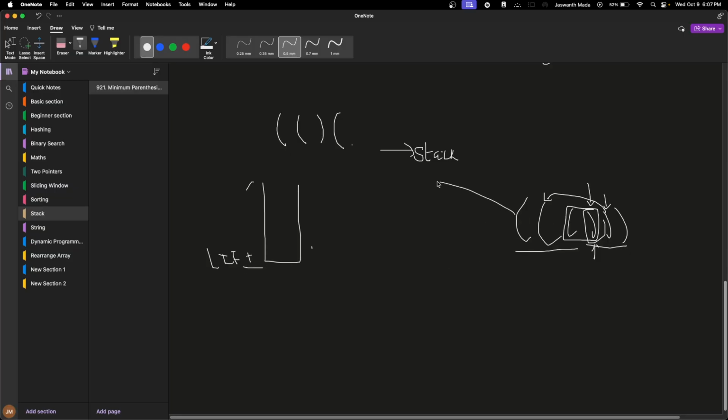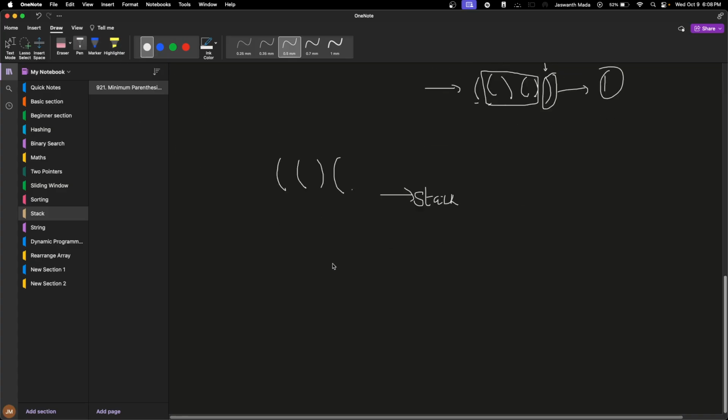So if we keep on pushing these things into the stack, this guy went in and this guy went in and the left guy went in, and when I see this right parenthesis, I need the most recent left parenthesis, right? So I'll take this guy. So this is the intuition behind using a stack. So let's look at an example in order to get a clear idea.